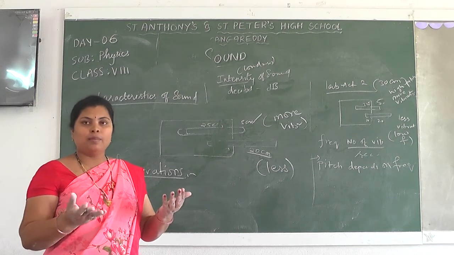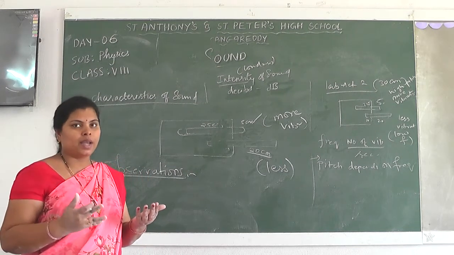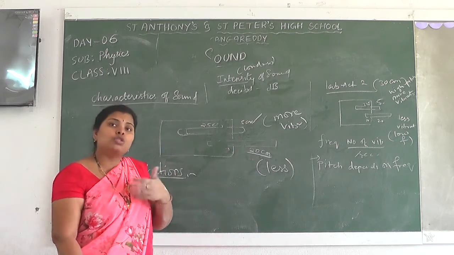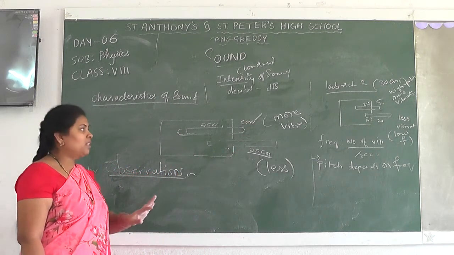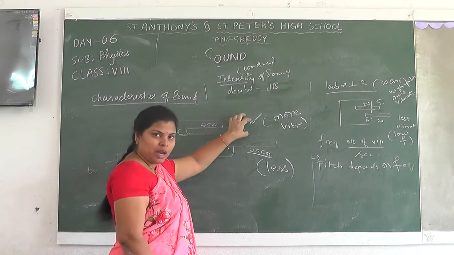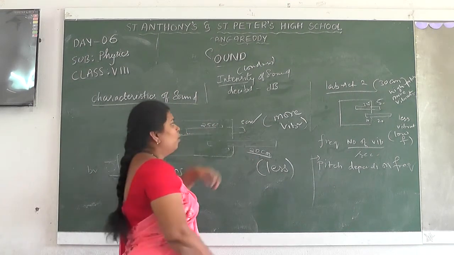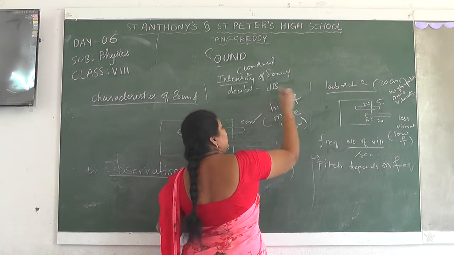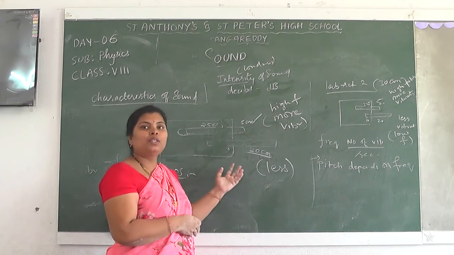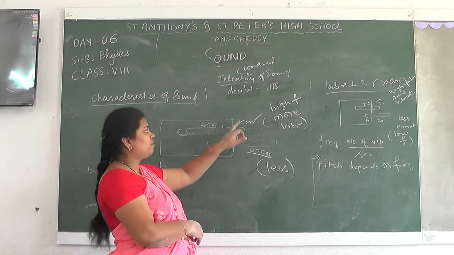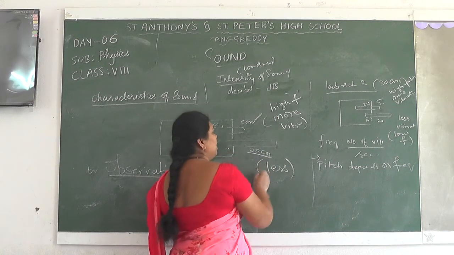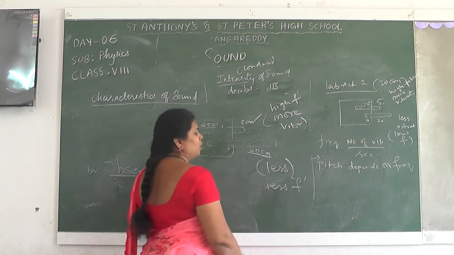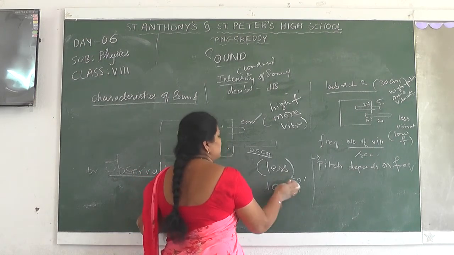Frequency is nothing but the number of vibrations per second. As the number of vibrations is more, your frequency is also more. It means your 5 centimeter blade will have higher frequency when compared with 20 centimeters. So the 5 centimeter blade will have high frequency and the 20 centimeter blade will have lower frequency when compared.